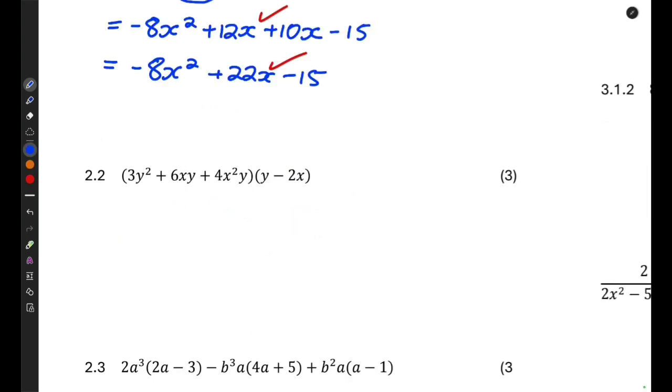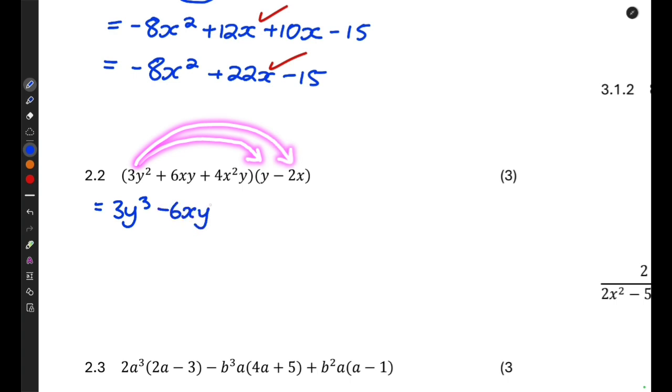2.2. So this is again, just like FOIL, it's now just a bit extra. I'm going to take each of the 3 terms in the first bracket and multiply it by both in the second bracket. So let's see how that would look. So 3y squared times y is 3y cubed. 3y squared times minus 2x gives me minus 6xy squared. Try to write it alphabetically. It's just easier to mark.